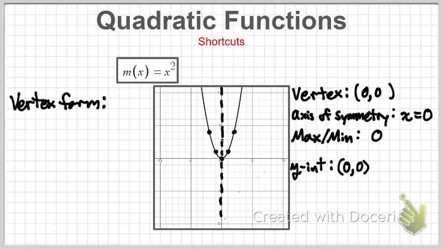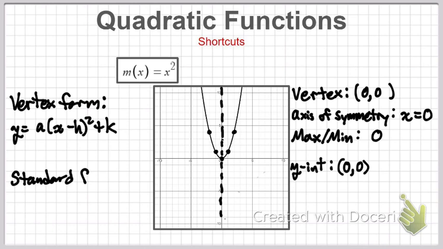Okay, so now for the quadratic functions, there's 2 different forms. There's vertex form and there's standard form. Actually, there's 3, but we haven't seen the factored form yet. We're going to see that in the next unit.